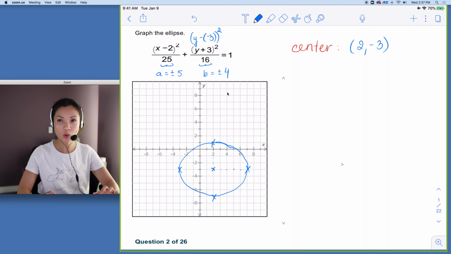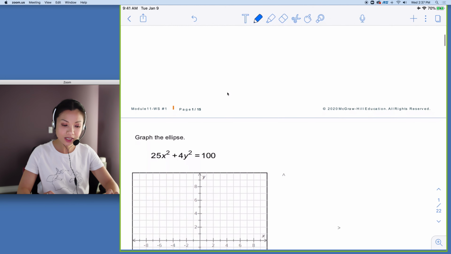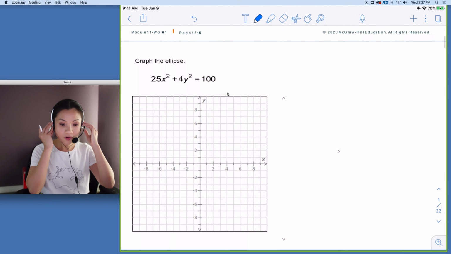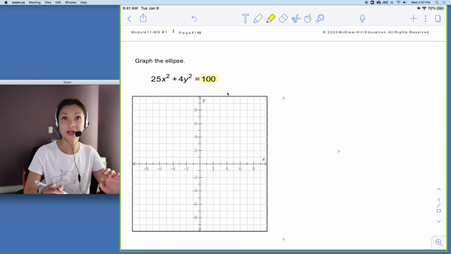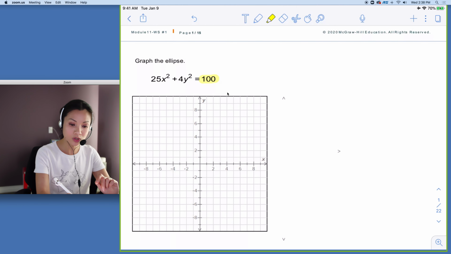This one is quite easy because we have the standard form. Sometimes we don't have the standard form. In order for us to have standard form, what you need is 1 right here, and you can see that we have 100. So the first thing we need to do is rewrite so we can get 1. How do we do that? We're going to divide everything by 100.